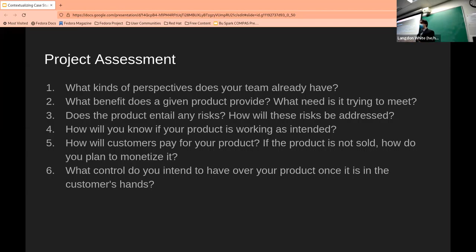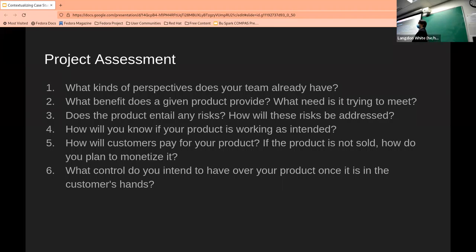Next, what's the kind of benefit that you're trying to achieve with your product? How is it supposed to work? How will you know if it actually does that? Does it have any risks? These are the sorts of things we want you to be thinking about now, so that as you run into problems and try to make the code work, you can match this up at a later point and see, is this benefit really coming along as it's supposed to?